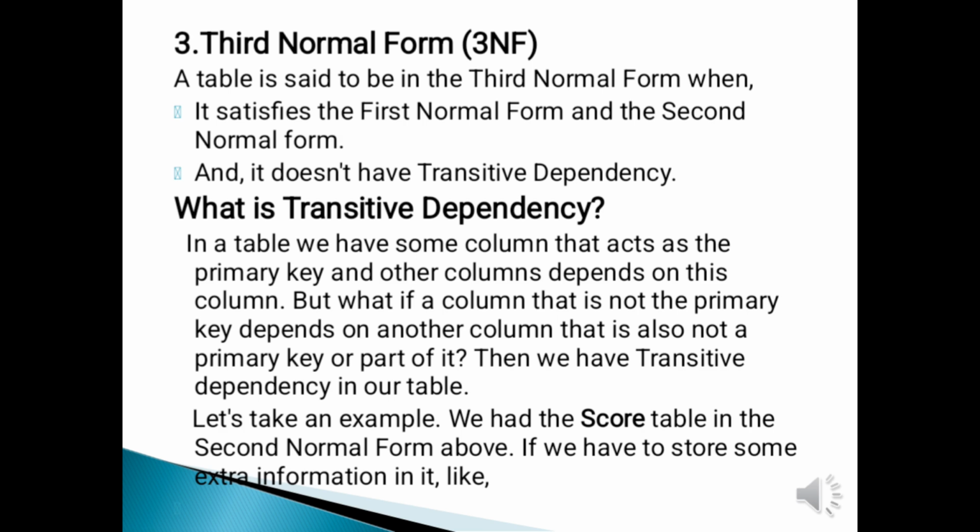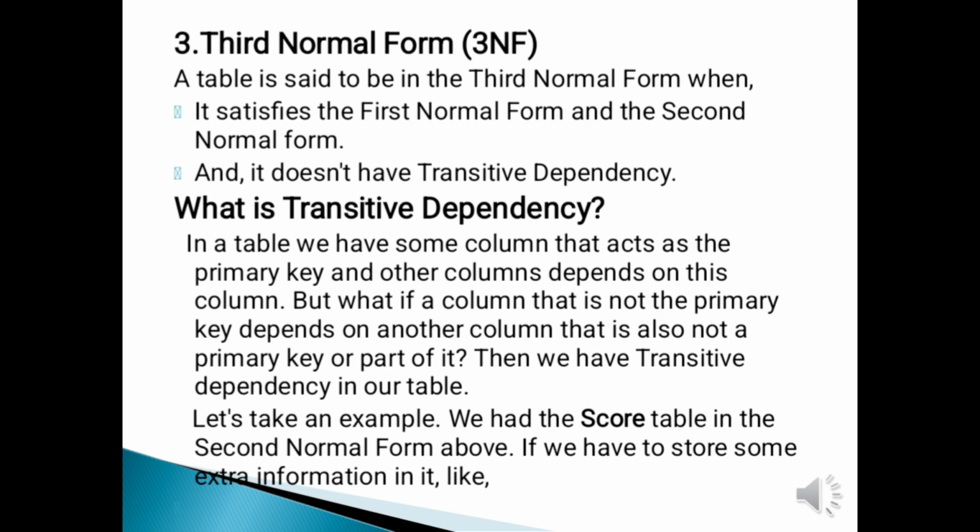Next one, the third normal form. A table is said to be in the third normal form when it satisfies the first normal form and the second normal form, and it doesn't have transitive dependency. What is transitive dependency? In a table, we have some column that acts as the primary key and the other columns depend on this column. But what if a column that is not the primary key depends on another column that is also not a primary key or part of it? Then we have transitive dependency in our table.